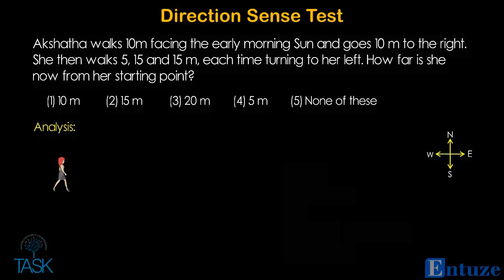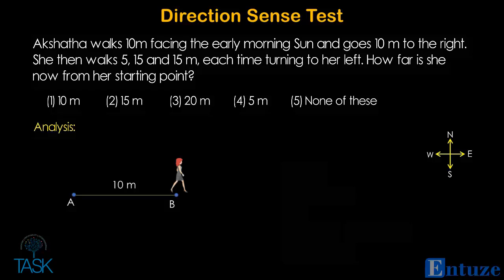First sentence says that Akshata walks 10 meters facing the early morning sun. As we all know, the early morning sun will be on the east side. It implies Akshata walks towards east. Let us take A as the starting point and then she walks 10 meters to east. And let us name that point as B.